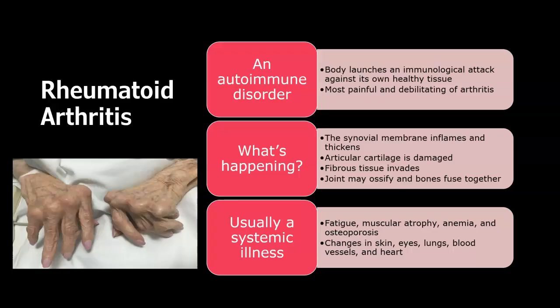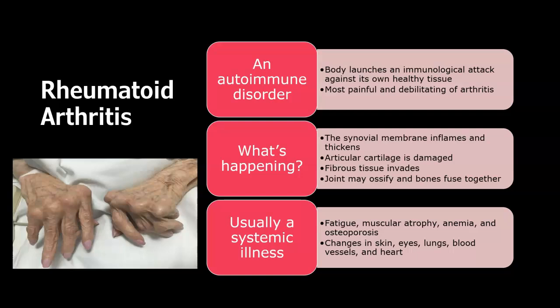So with the rheumatoid arthritis, this one is going to be an autoimmune disease. Like we said, this is usually going to be genetic. The body's going to launch an immunological attack against its own healthy tissue. This one they do say is the most painful and debilitating of arthritis. This one often can occur in people as young as their 20s or 30s.